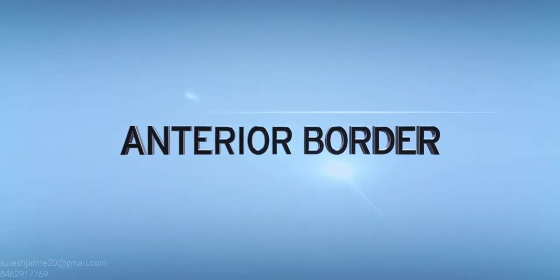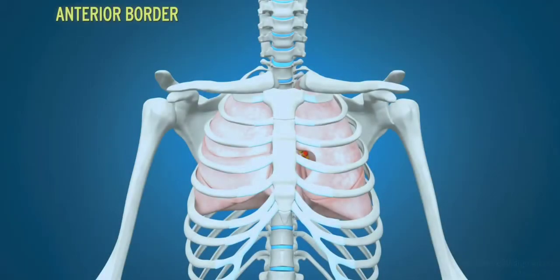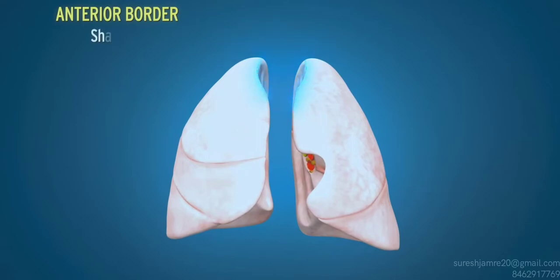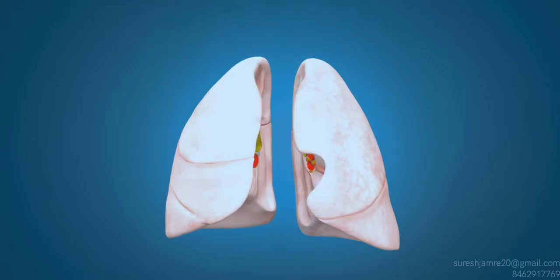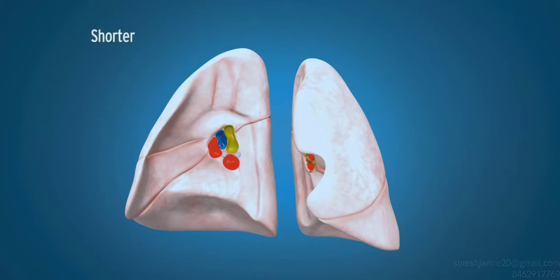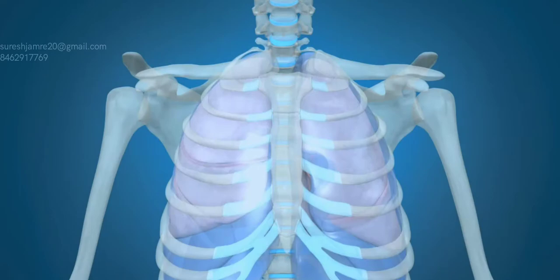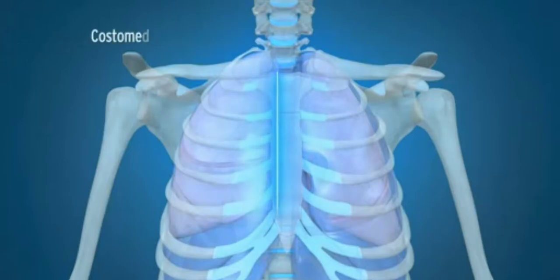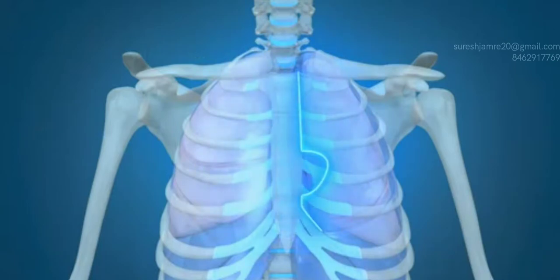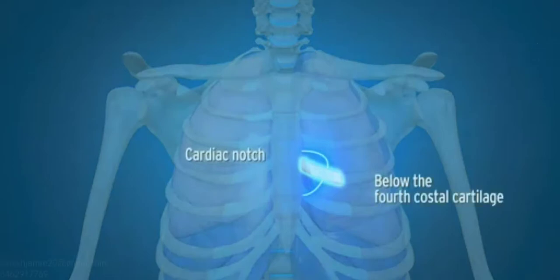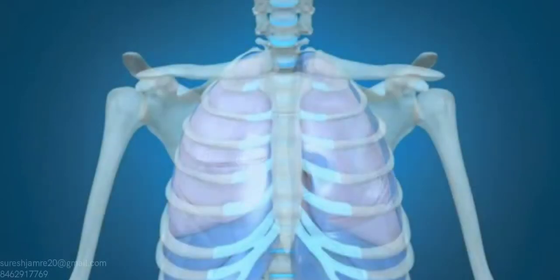Anterior border. It is sharpest border. It is shorter than the posterior border. Anterior border of right lung is vertical and corresponds to the costo-mediastinal line of pleural reflection. Anterior border of left lung shows a wide cardiac notch below the fourth costal cartilage. The part of the left lung below the cardiac notch is known as lingula.